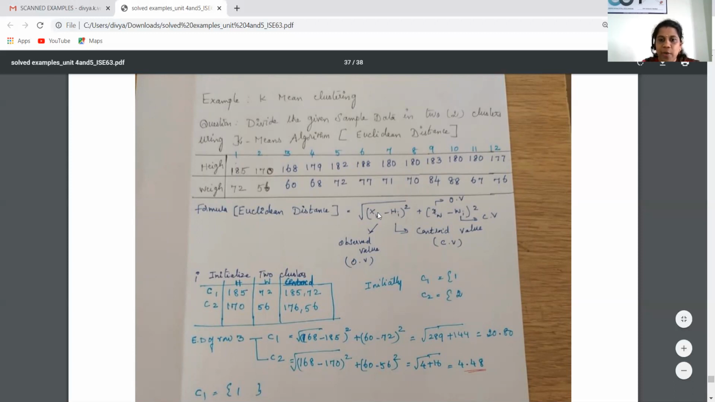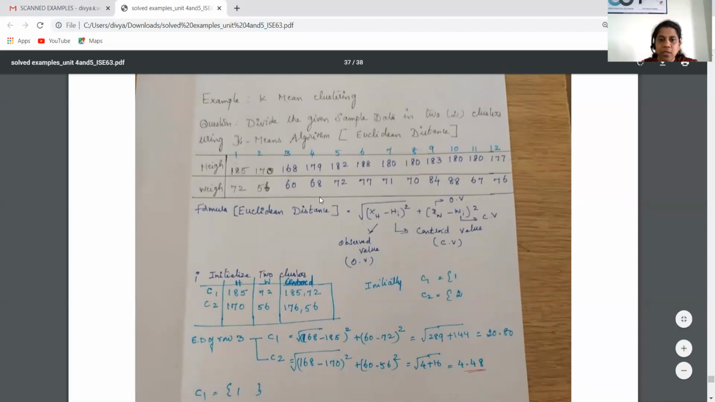So this is each value, for example x1, x2, etc., and this is the mean value. For example, if I'm taking this particular row, what is the mean value of this row and each value? For example, 185 minus its mean value, 170 minus mean value, 168 minus mean value, etc. Similarly, the y coordinate also. So this is the Euclidean formula.